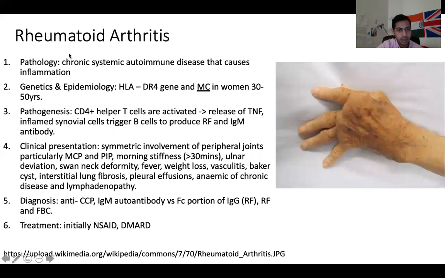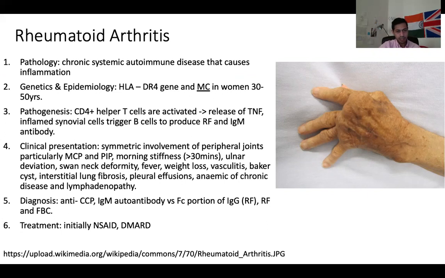So rheumatoid arthritis. Rheumatoid arthritis is another chronic systemic autoimmune disease that will cause inflammation. In terms of genetics and epidemiology, it is linked with the HLA DR4 gene. That's a strong association with that, and it's most common in women aged 30 to 50 years.